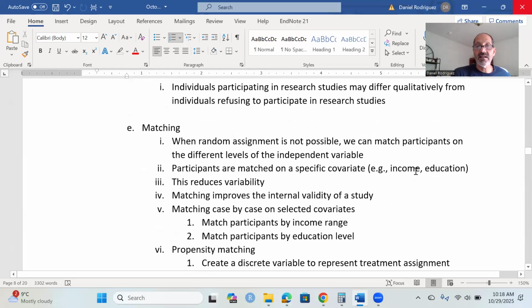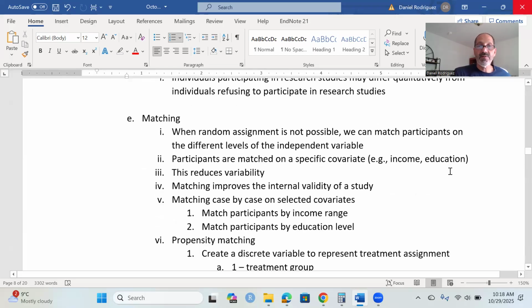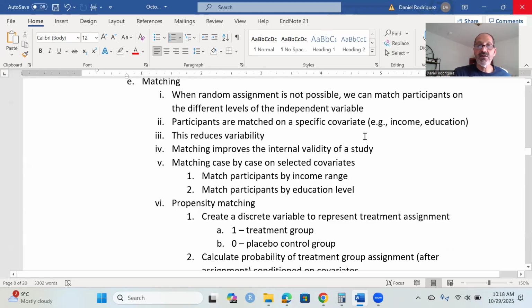Like if I want to conduct a study on the effects of secondhand smoking on asthma in children, you can't randomly assign people to secondhand smoking for ethical purposes, but we can do some matching. Participants are matched on specific covariates. Covariate is another word for a confounding variable. We just call them covariates, something like income and education.